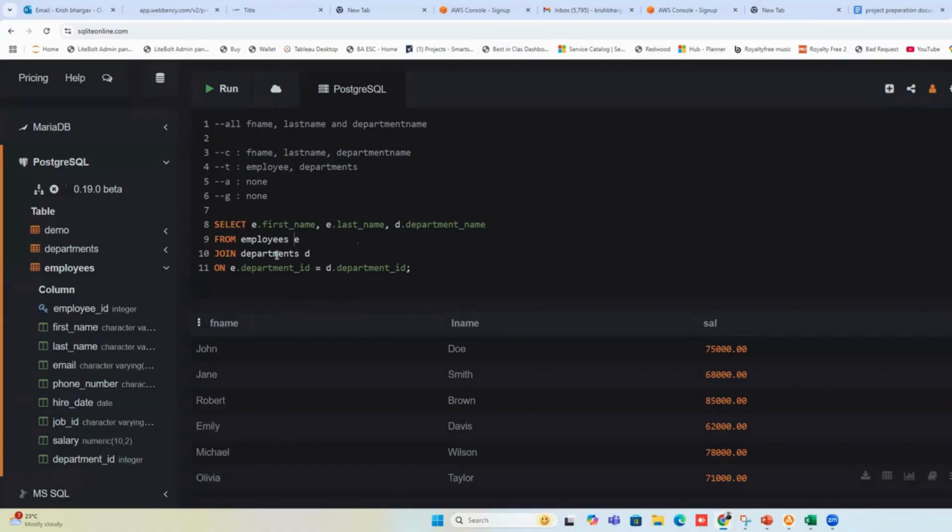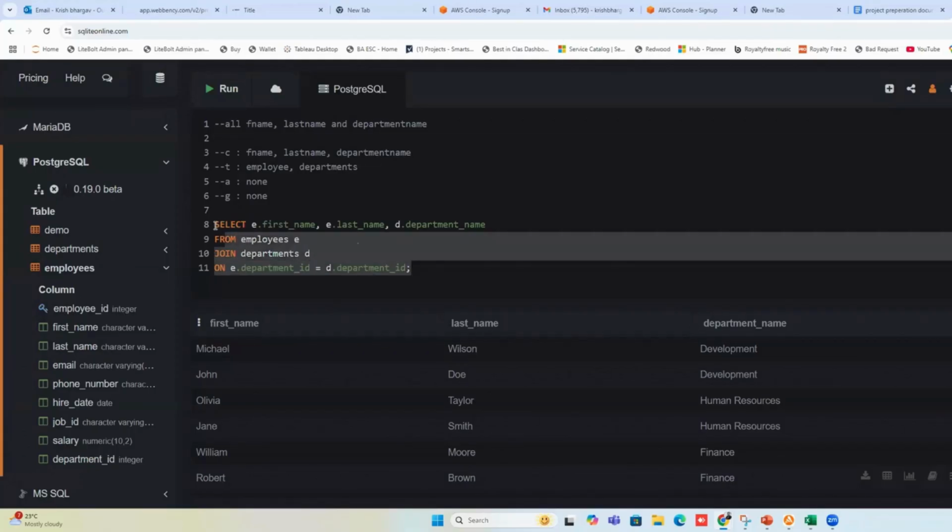Then join departments D. Now this becomes my left table, this becomes my right table. Whichever table you mention first will become your left table, whichever you mention next will become your right table. Now, I am joining on E dot department ID is equal to D dot department ID. So what am I joining on? Employee's department ID is equal to department's department ID. Correct? So when I run this, I will get all the employee names and their departments. And if I don't mention what join, by default, it does inner join.